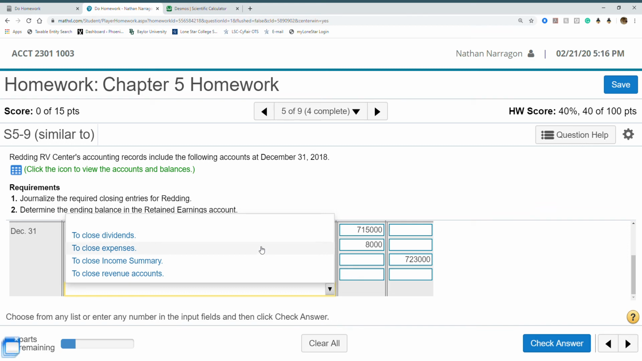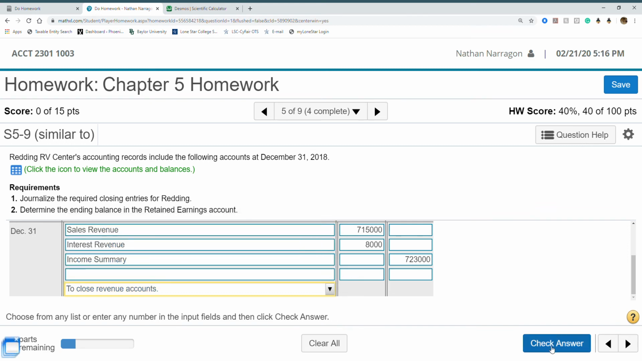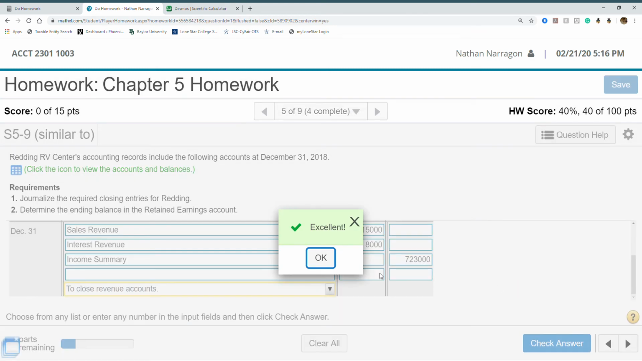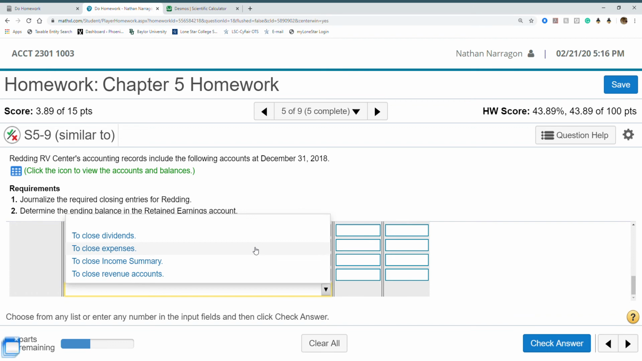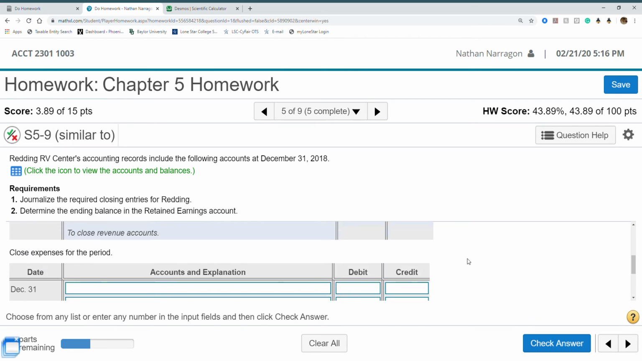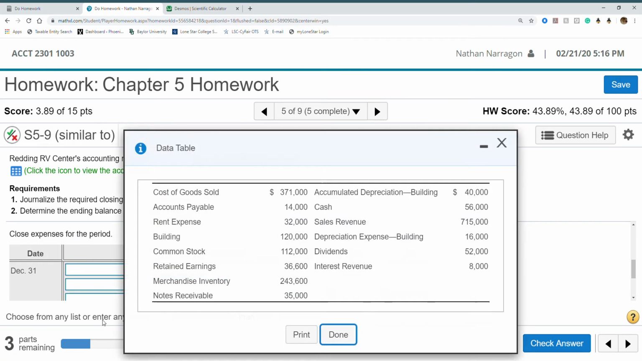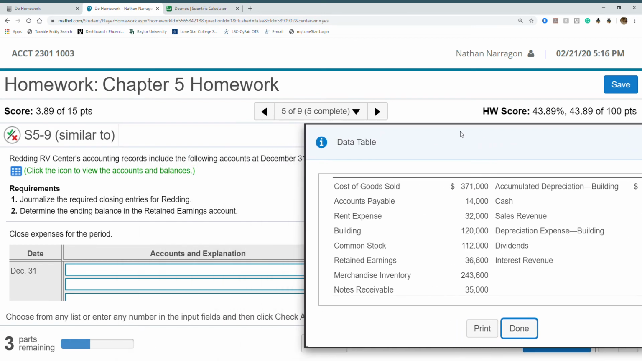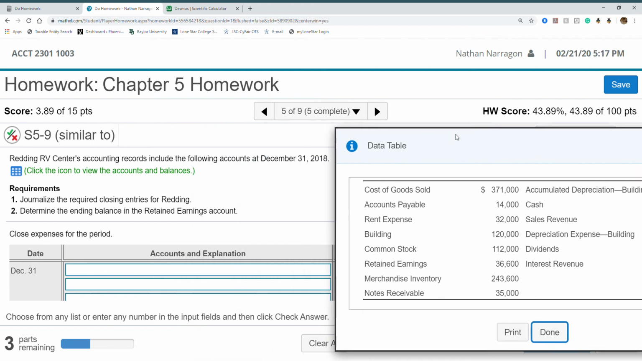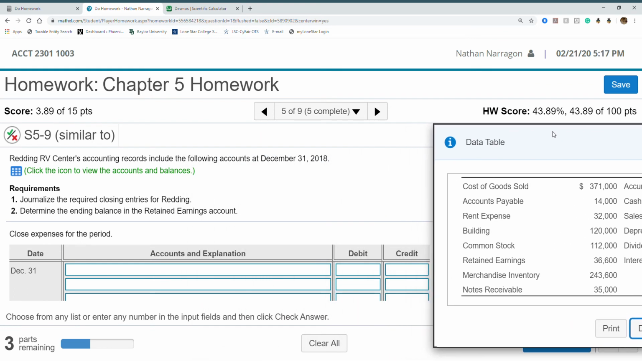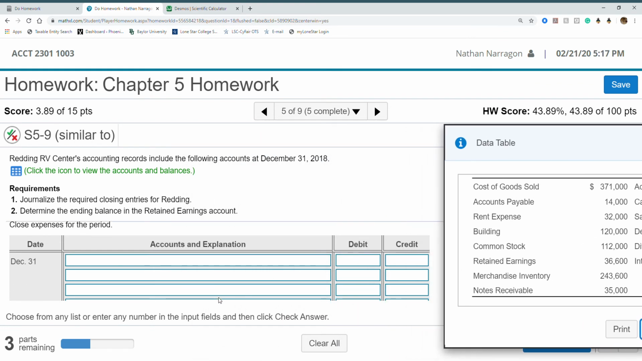And this is to close out revenue. Okay, so remember, revenues always close out first, always a debit for revenues, and then we credit income summary. Next, of course, this is expenses. So here, there's a lot of expenses. At least that's what they're trying to show us.